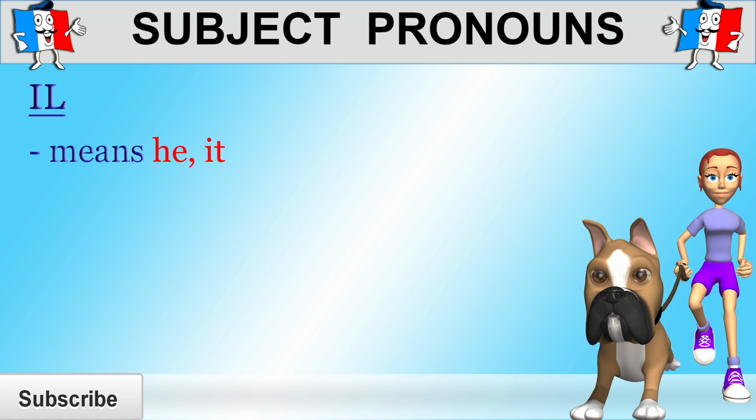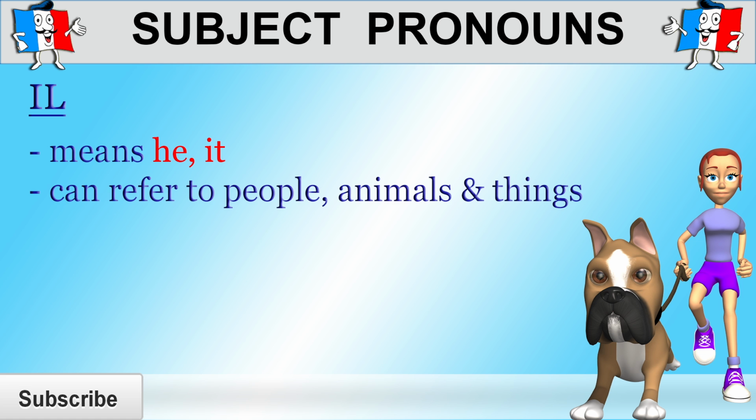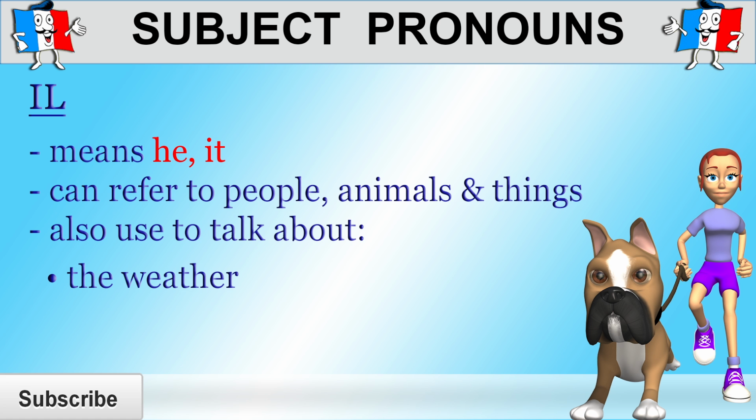Il can mean either he or it. It can be used to refer to people, animals, and things. But as you may know, French things also have a gender. So you can only use il when referring to something if that thing is masculine. Il is also used to talk about the weather or to say what time it is.